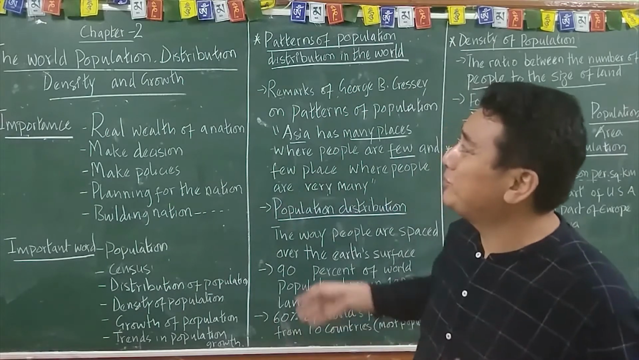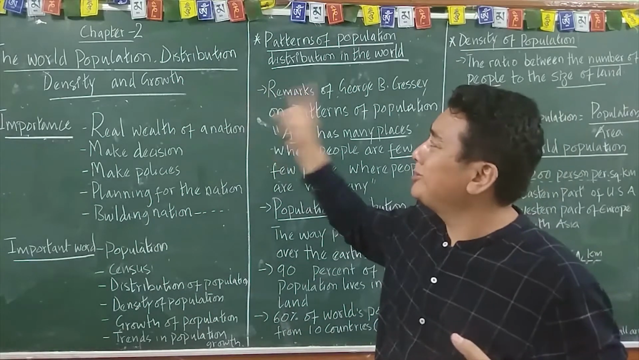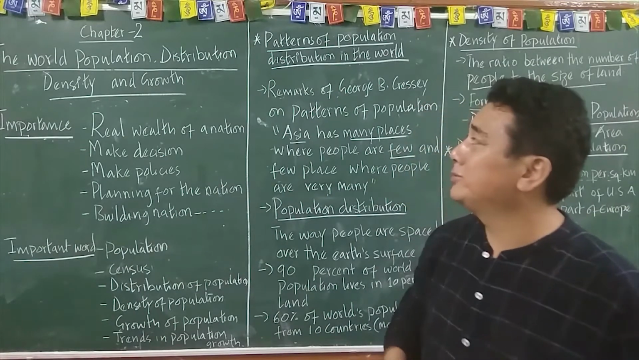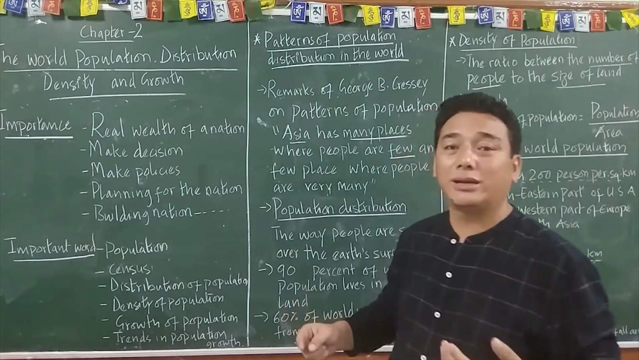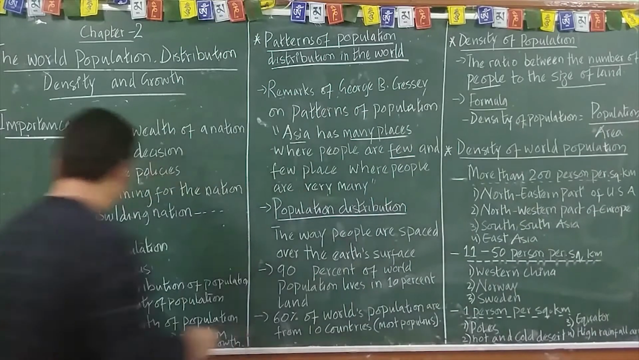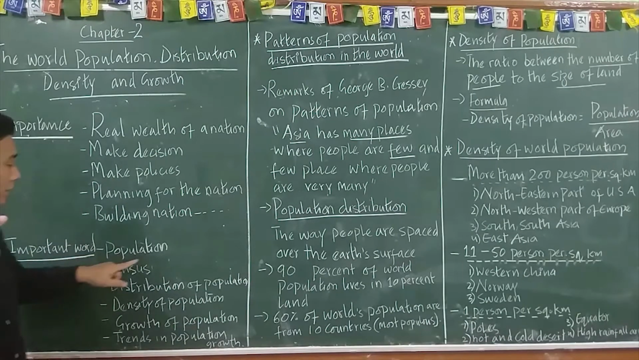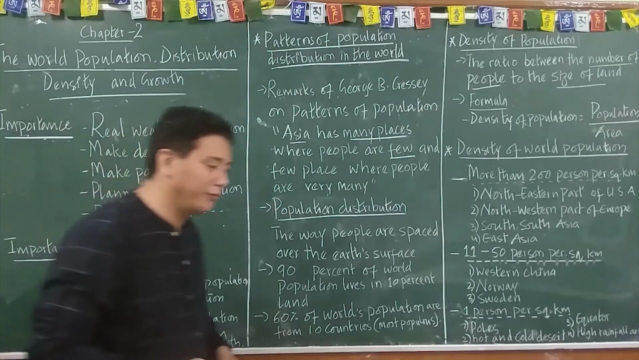But in this chapter, we are learning what is population, what is distribution of population, what is density of population, what is growth of population. Is that clear? And here, I've just noted down a few important words. The population, as I've told you, is the number of people, and census. And census is very, very important.